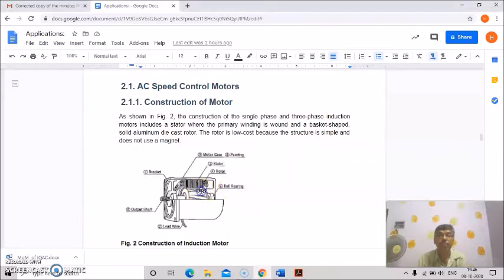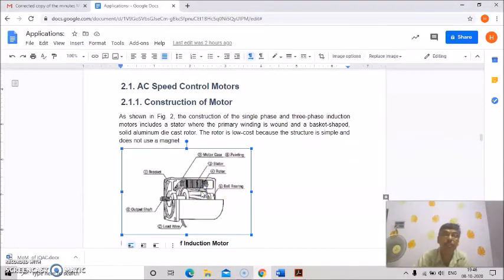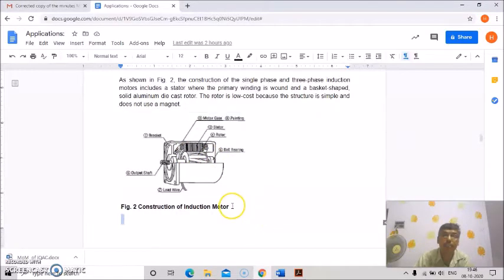This is basically the figure of a three-phase induction motor construction. Whether it is three-phase or single-phase, the construction looks more or less the same. The only difference is the stator winding, which is of course a three-phase distributed winding. So this is the motor case, this is the stator, this is the rotor, this is the bearing, this is the bracket and output shaft, and these are the lead wires.